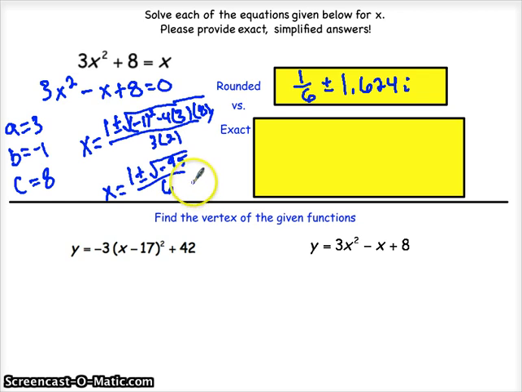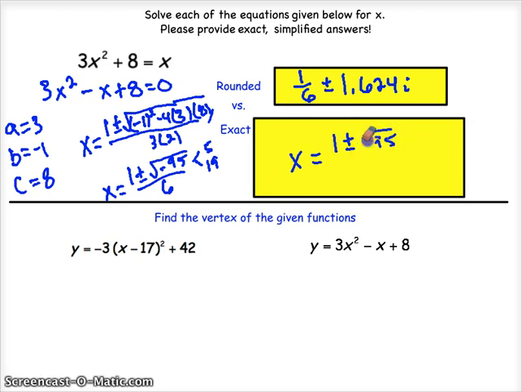So that's just the best we're going to get, which we can look at and say, well, hey, 95 would break down with a 5, a 1 and 9, so 19. That's really not going to go anywhere. So actually the best exact answers you are going to receive are 1/6 plus or minus the square root of 95. Don't forget that we're going to pull out that i out in front of there.